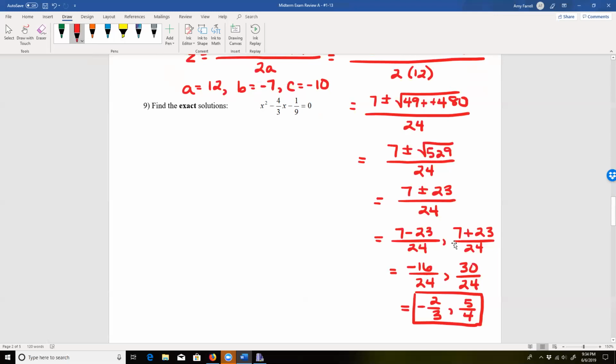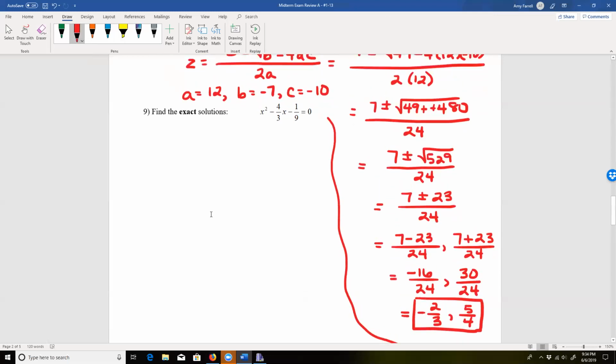By the fact that I got two rational solutions, I can tell that I could have factored. So I could have factored there as well. Maybe that would have been quicker. I just wanted to show the quadratic formula. Okay, so sorry. See if I have enough room for number 9 here.